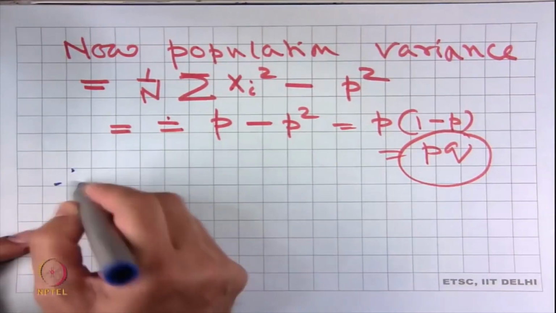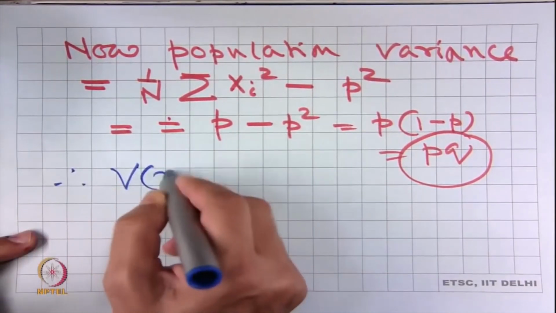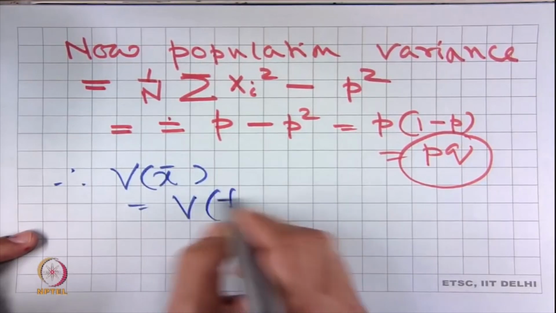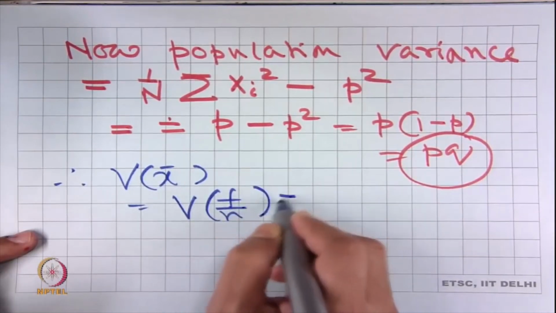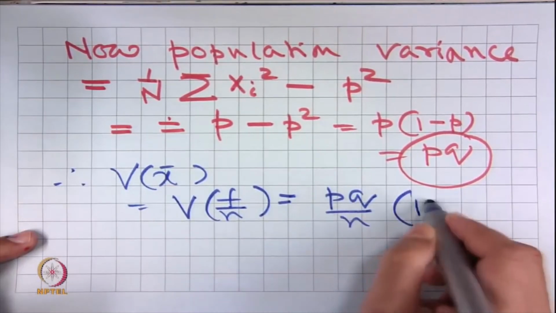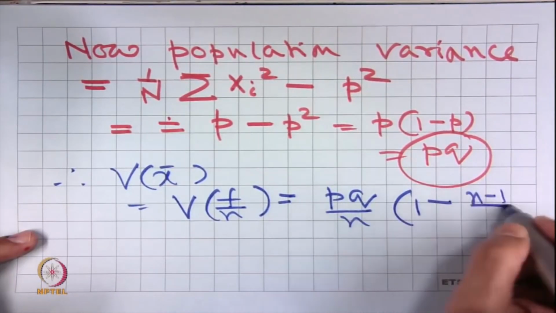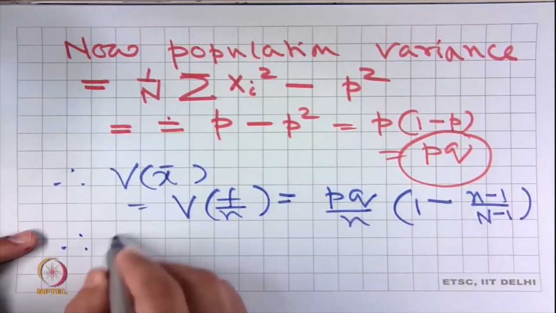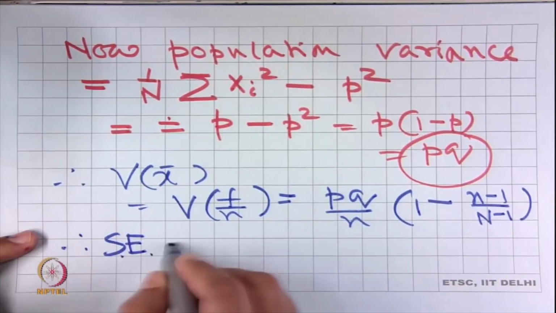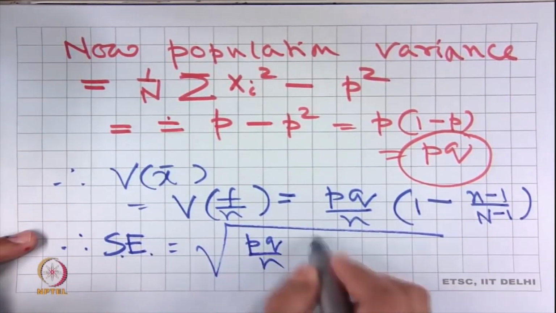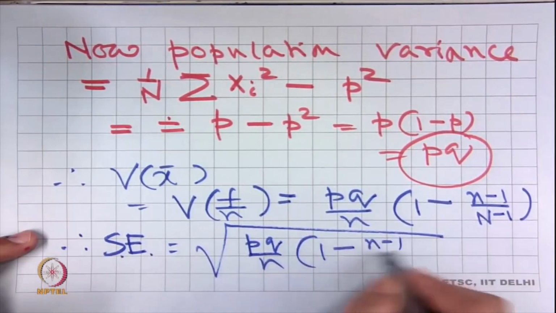Therefore, variance of x bar is equal to, by our earlier result, pq upon n into 1 minus n minus 1 upon N minus 1. Therefore, standard error is equal to root over pq upon n into 1 minus n minus 1 upon N minus 1.